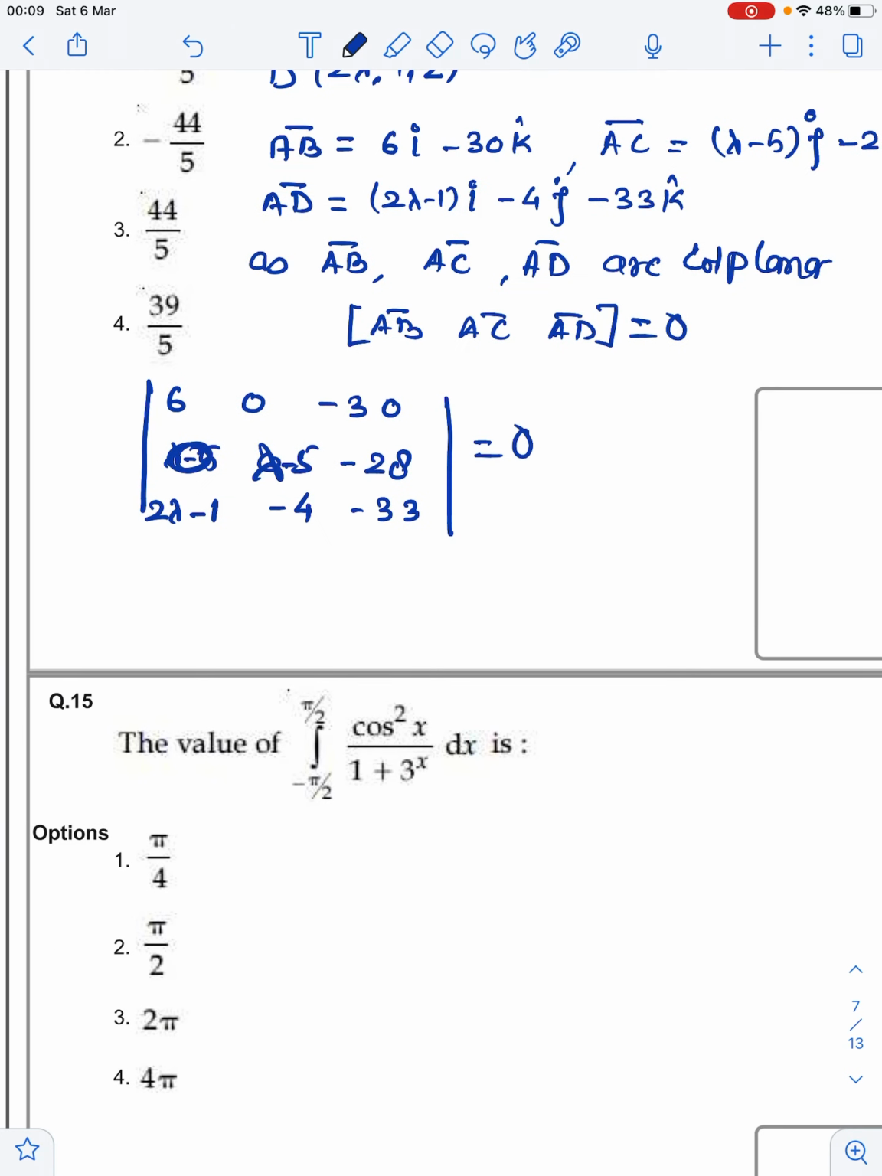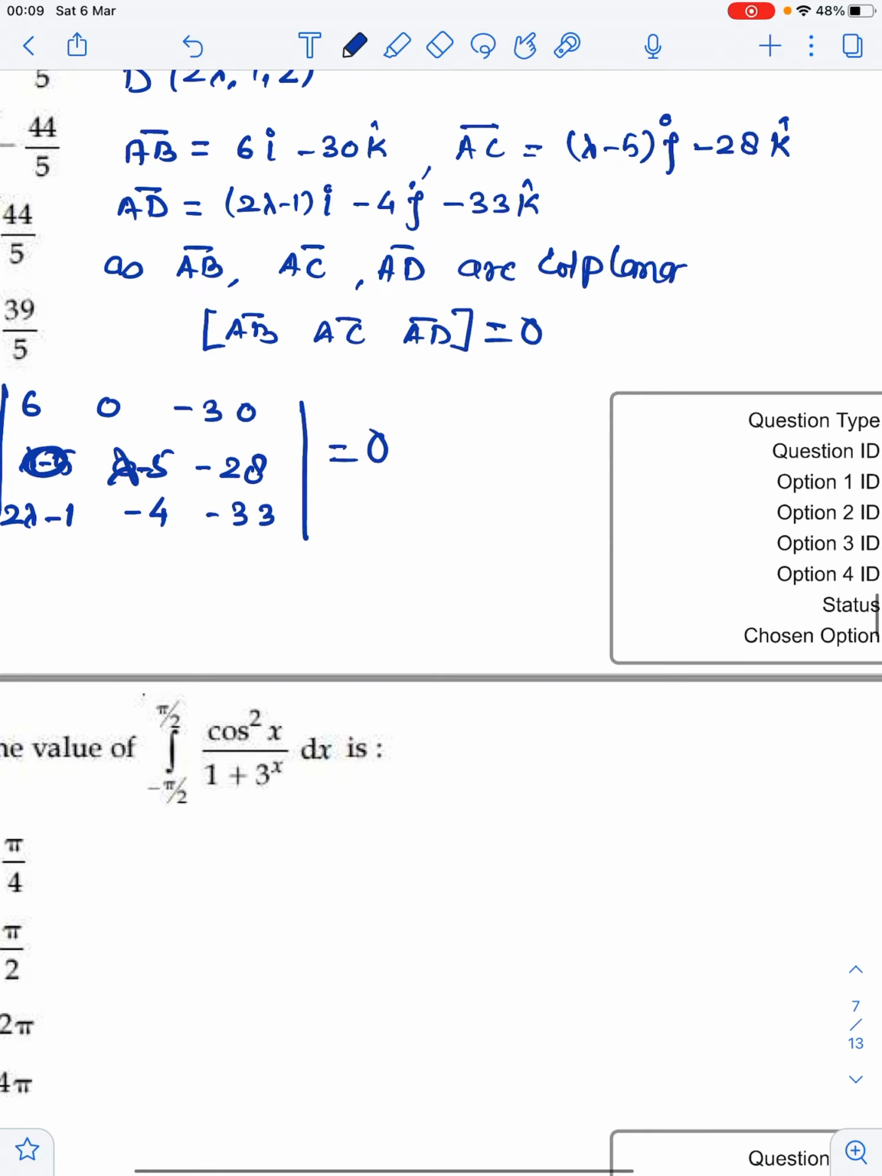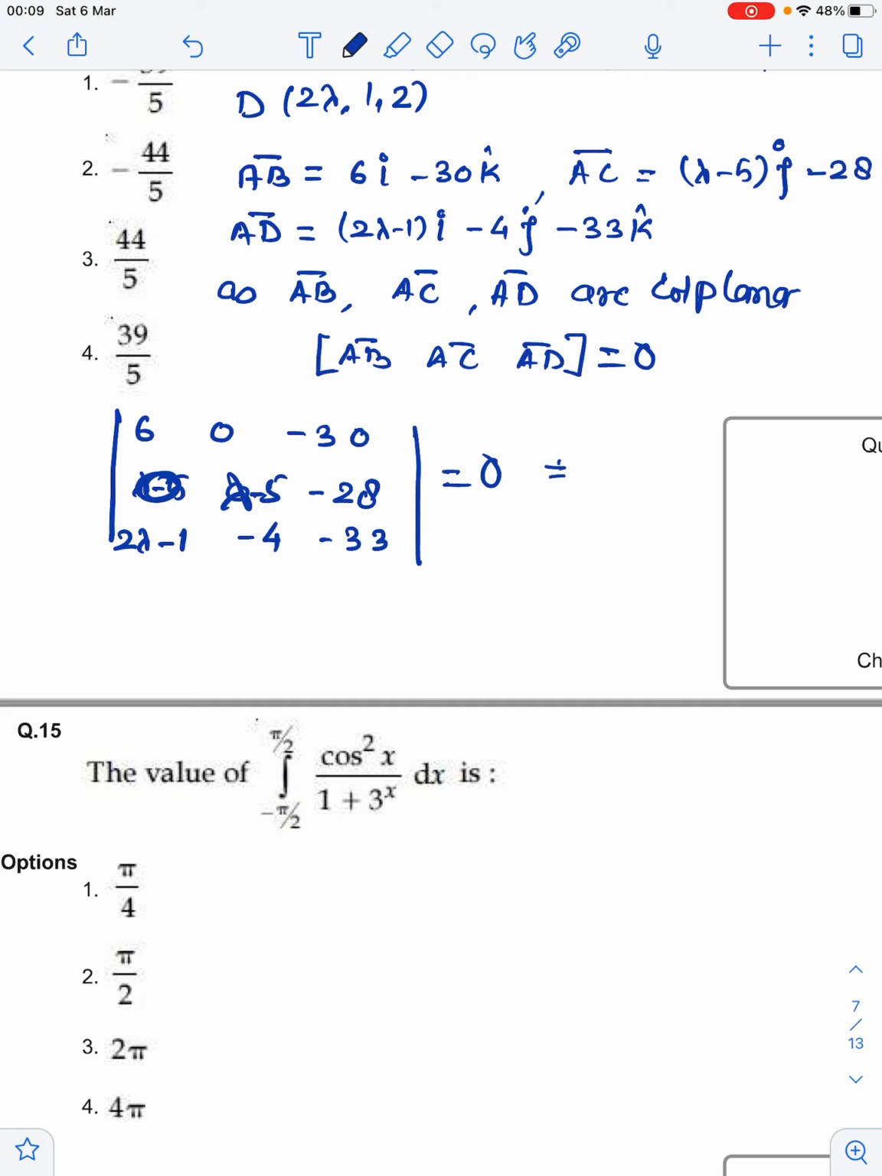Let us expand it. From the first column we see that 6 is common, so we can take 6 out. So this is equal to the determinant 1, 0, minus 5; 0, lambda minus 5, and we can take a minus from row number 3, so 5, 28; 2 lambda minus 1, minus 4, 33. This has to be equal to 0.